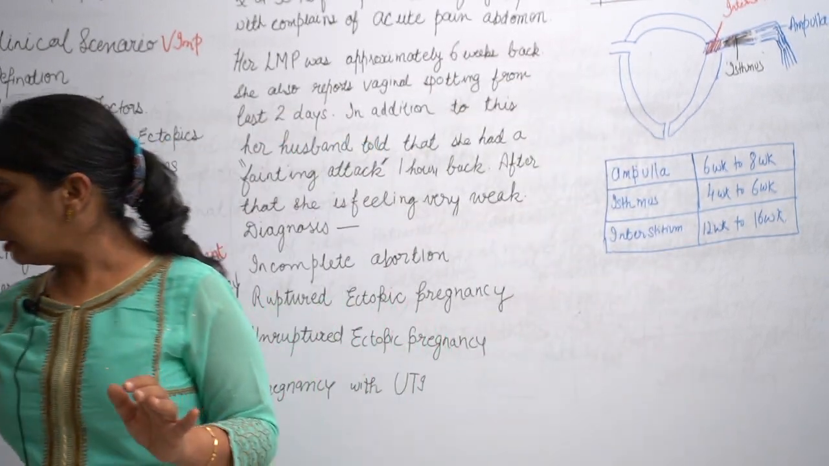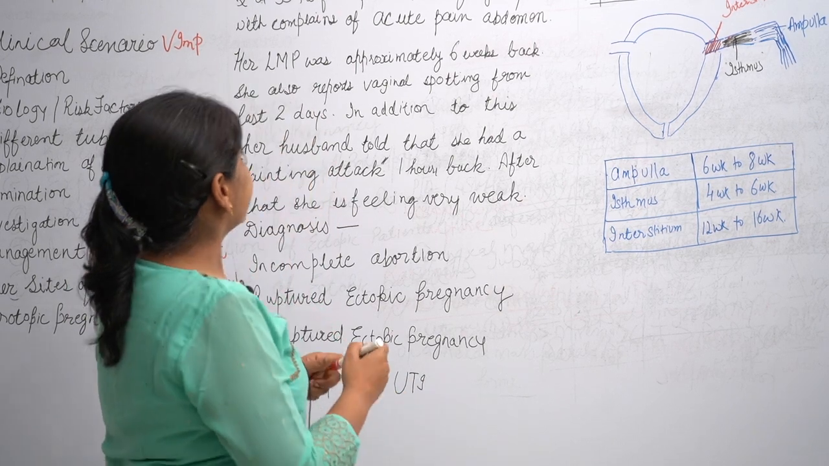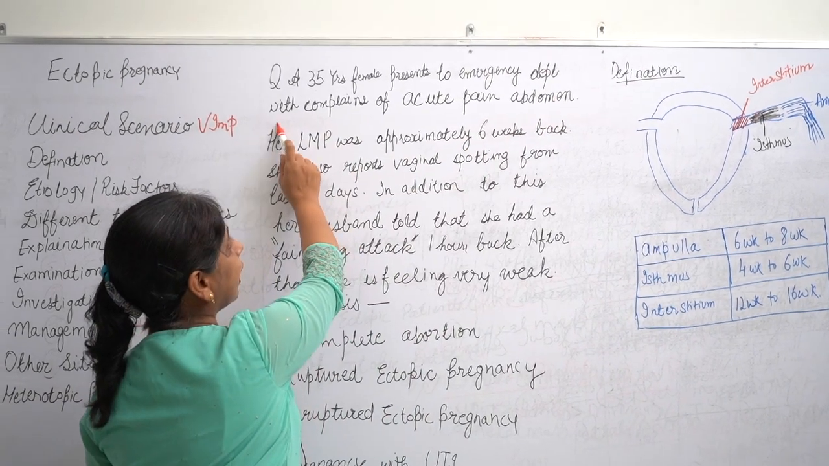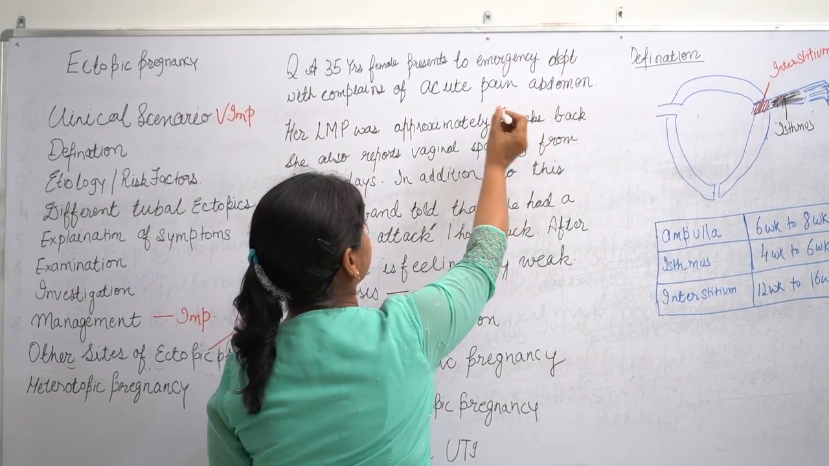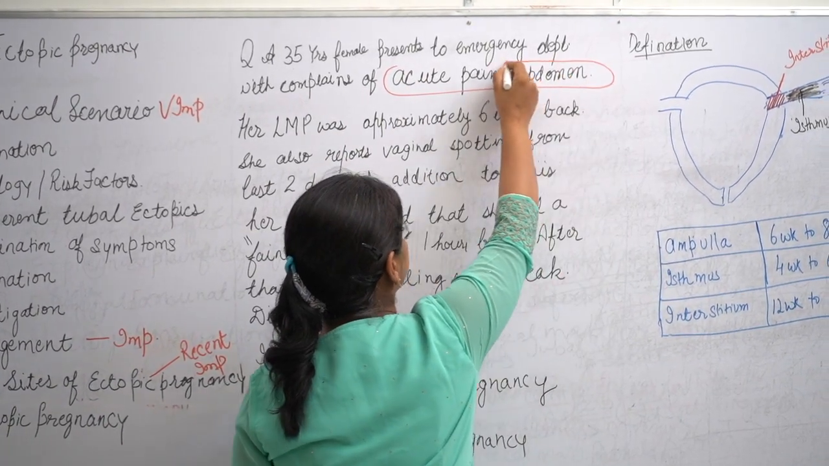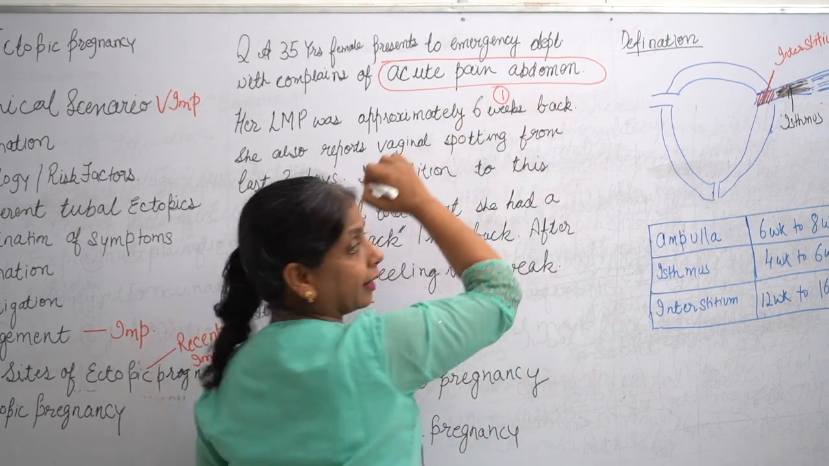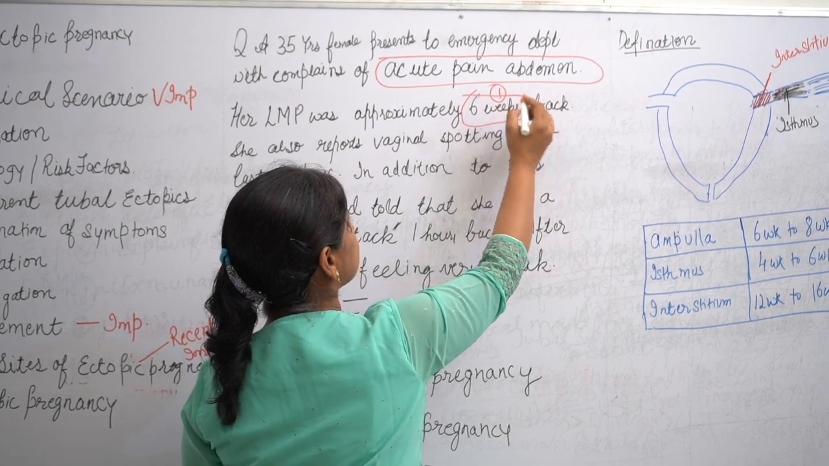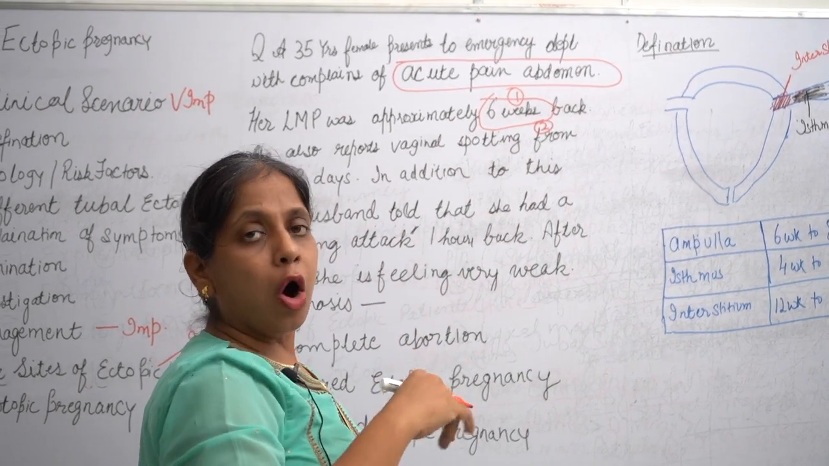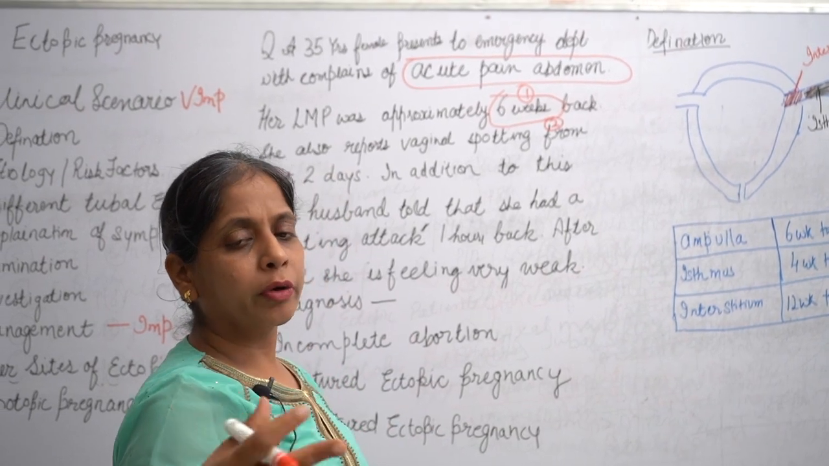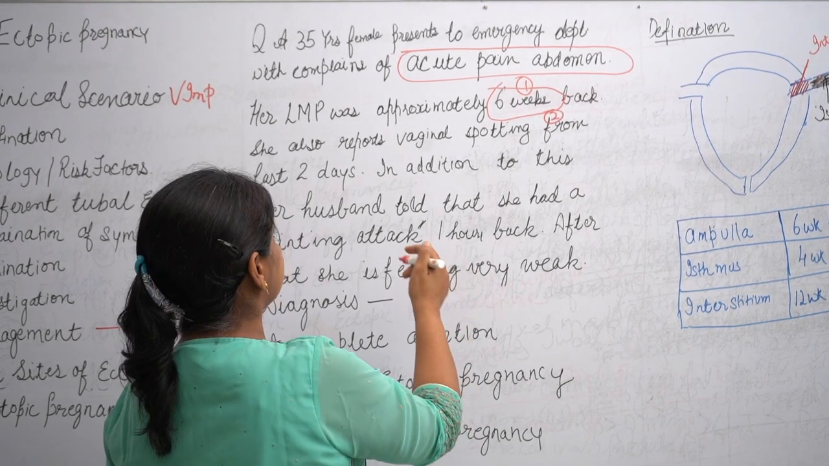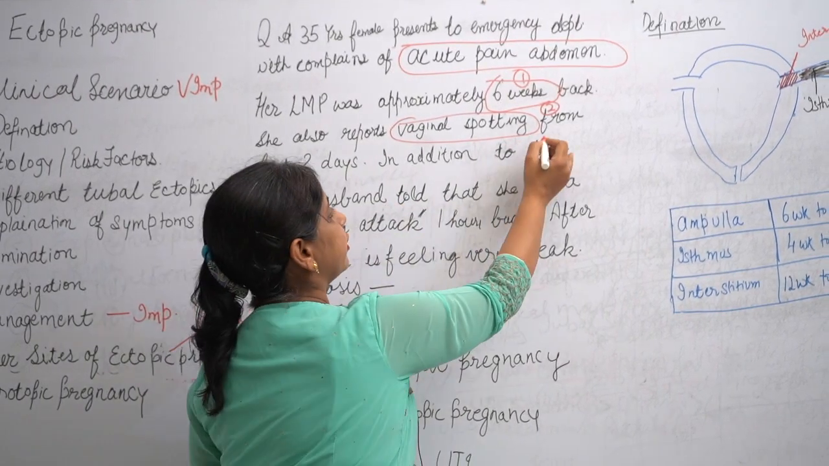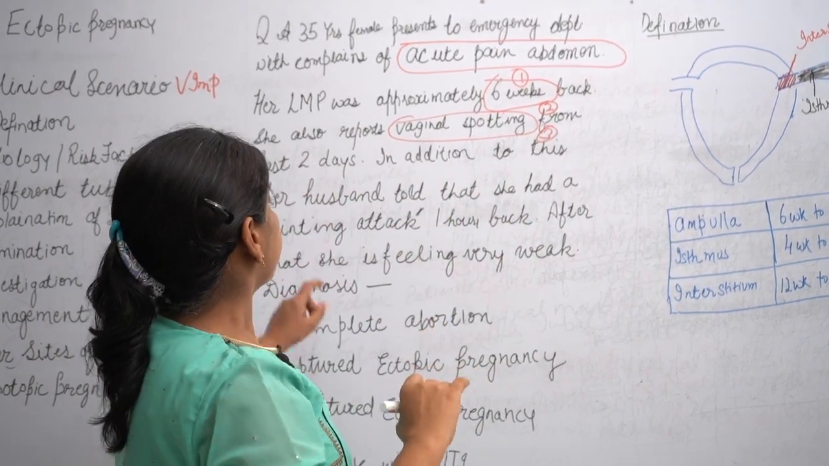So let's see the clinical presentation here in the form of a question. A 35 year old female presents to the emergency department with complaints of acute pain abdomen. So this is the first symptom. Her LMP was approximately 6 weeks back. This is the second symptom, amenorrhea of around 6 weeks. It can be 4, it can be 8. Early pregnancy. She also reports vaginal spotting from the last 2 days.